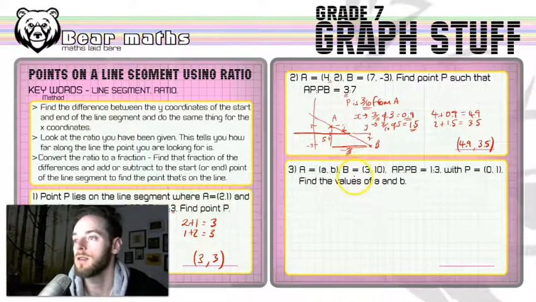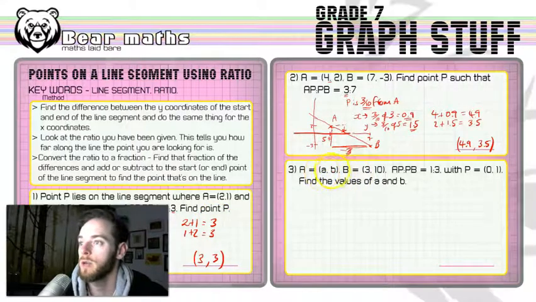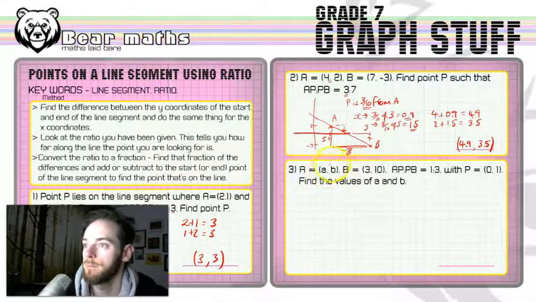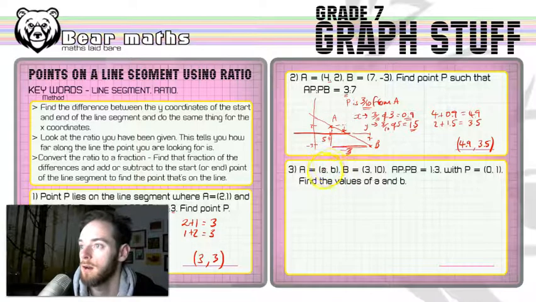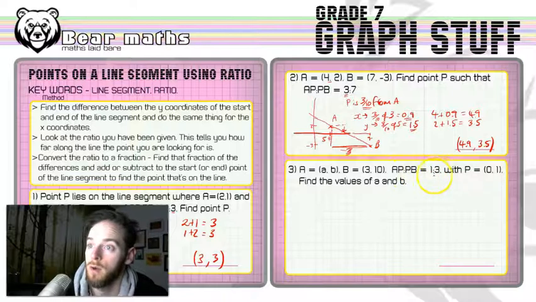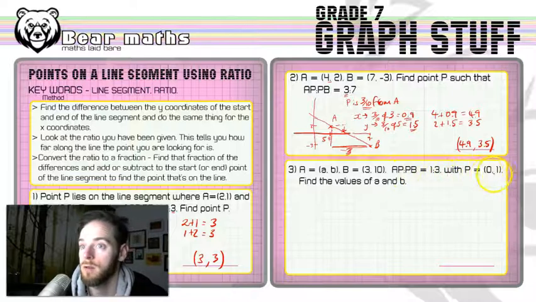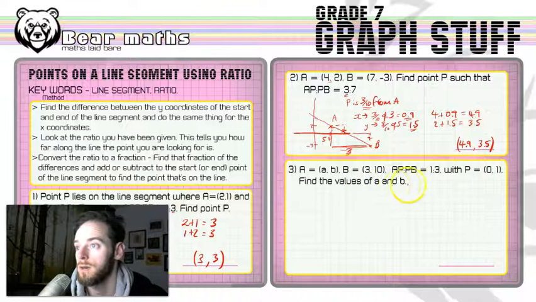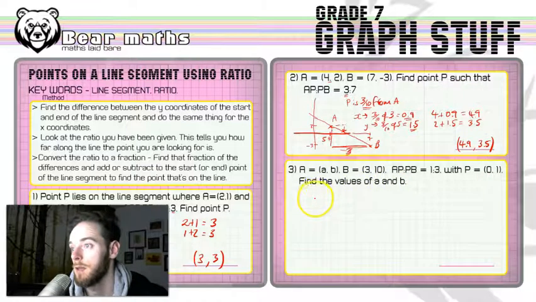And this one is a little bit trickier because we've got point A is the values of a and b. So we don't know what they are, little a, little b. A to P, P to B is in the ratio of 1 to 3. And P, we know the coordinate of P is (0, 1). We've got to find the values of a and b. So we've got to find A this time. So we're working backwards, basically, to what we've done so far.